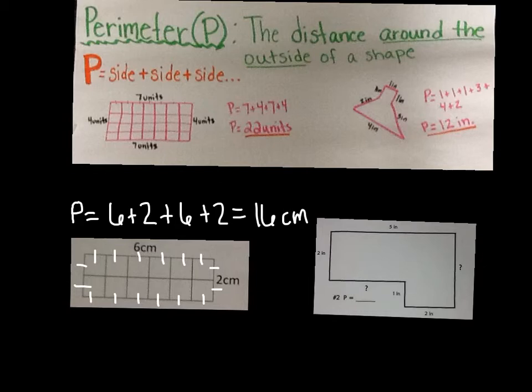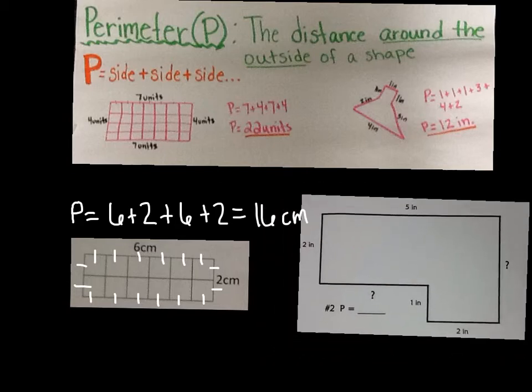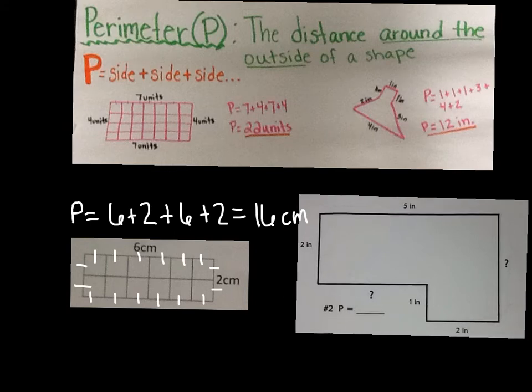This next shape is a little bit trickier to find the perimeter for. We can see that there are some sides missing, but we can still figure it out.